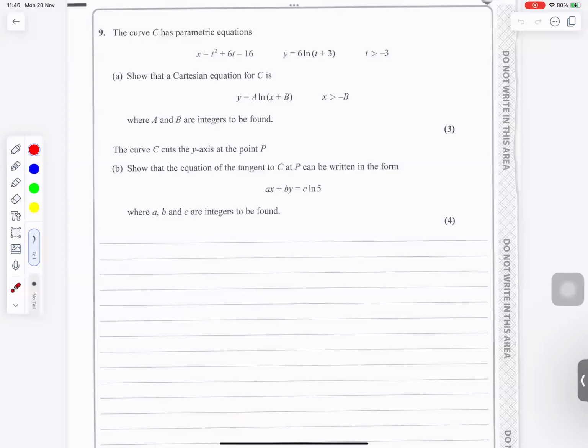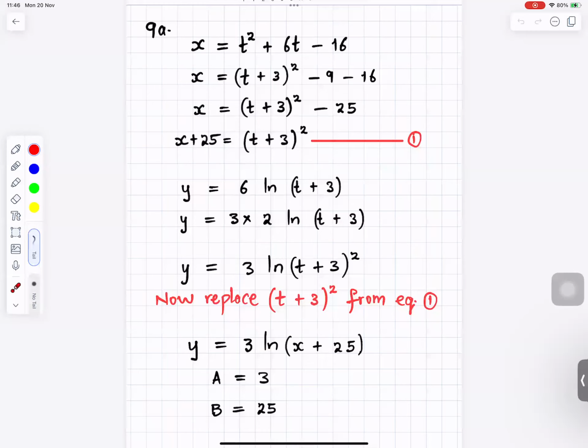Question number 9. We want to get the Cartesian equation. That means we want to eliminate the t. A Cartesian equation only has y and x. So we can do two things. For the first part, we can complete the square, and that gives us (t plus 3) all squared minus 25. Minus 25 goes to the left, so x plus 25 is equal to (t plus 3) all squared.